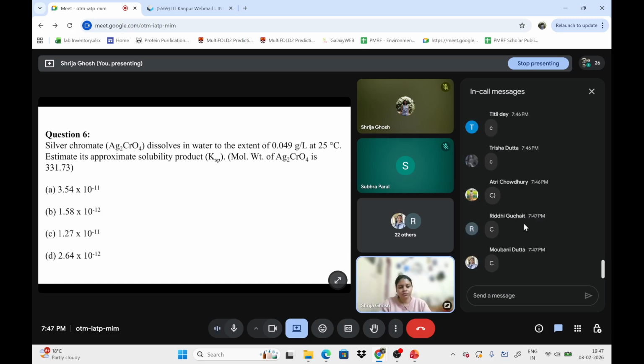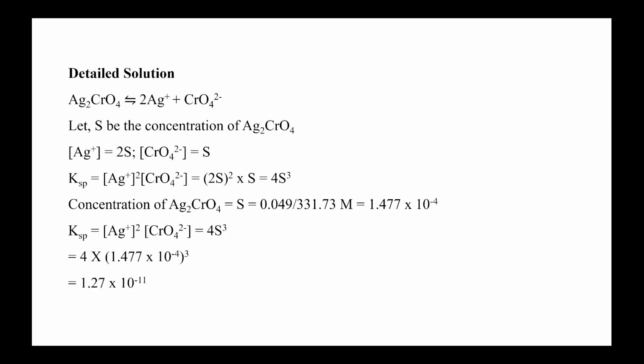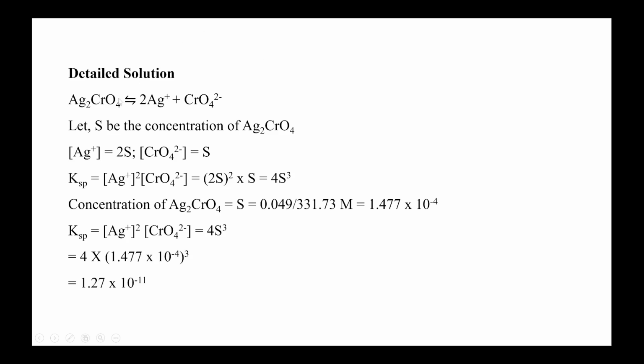Okay, so most of you are agreeing with option C. Let's see if that is the correct answer or not. That is the correct answer, 1.27 into 10 raised to the power of minus 11. So I told you, Ag2CrO4 will dissociate into 2 Ag plus ions and 1 CrO4 2 minus ion.